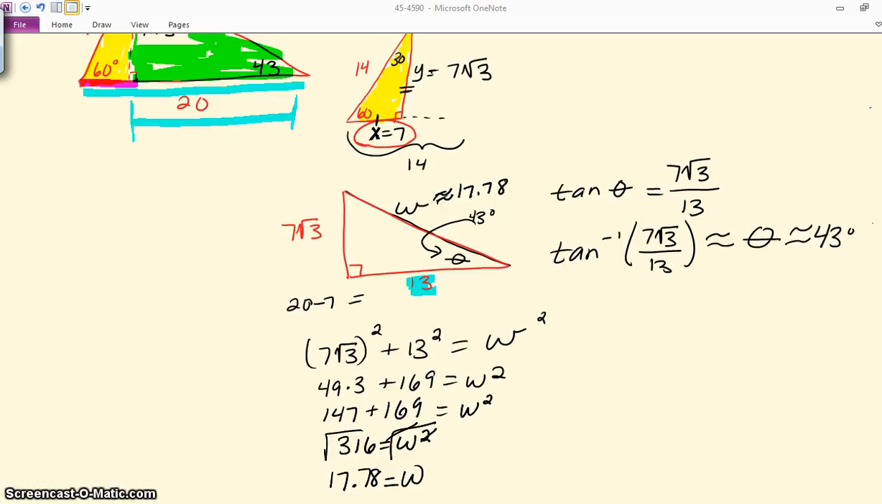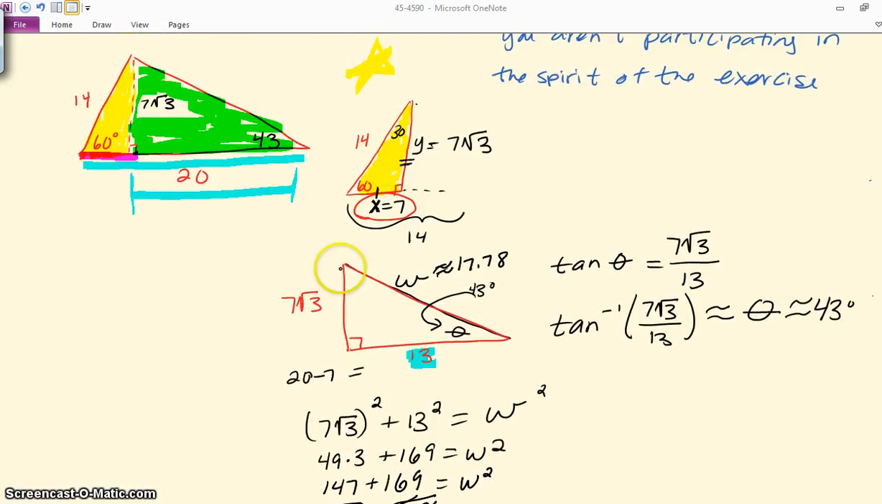for the long side, or the hypotenuse, of this piece of the triangle that corresponds to one of the legs of this triangle, the original triangle that we broke into 2 right triangles. And let's go ahead and use the sine of 43 to see if we get that same value.